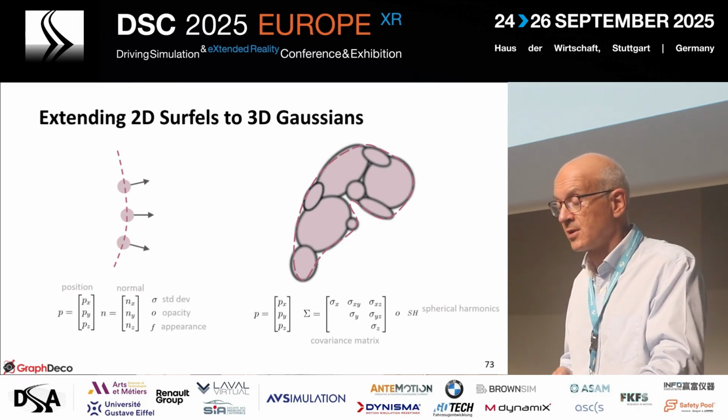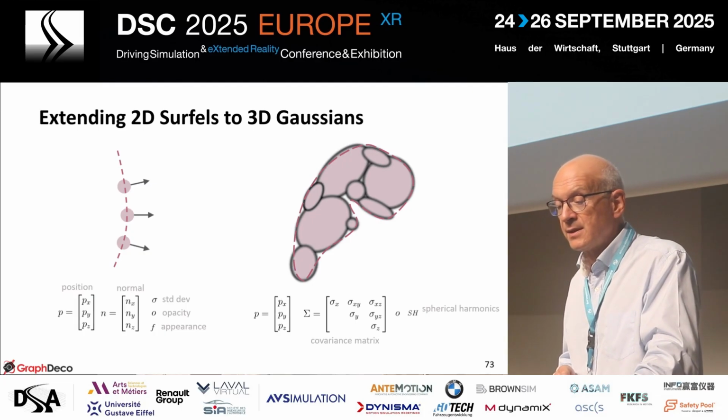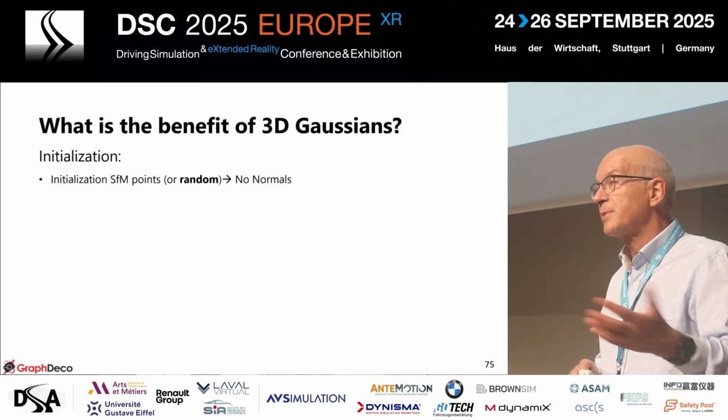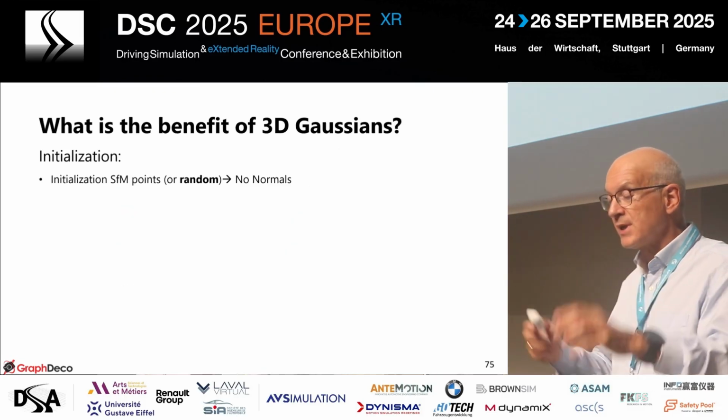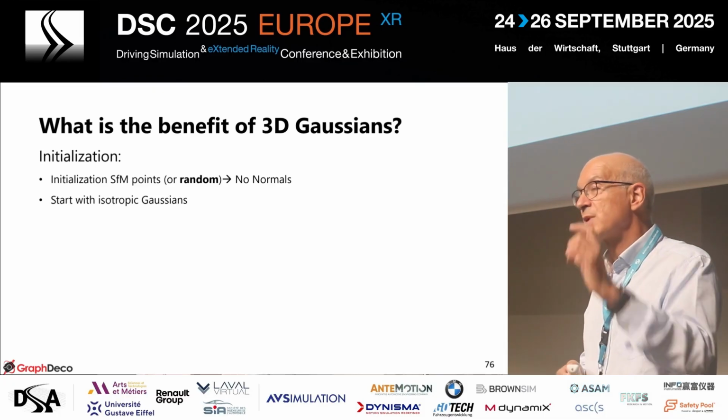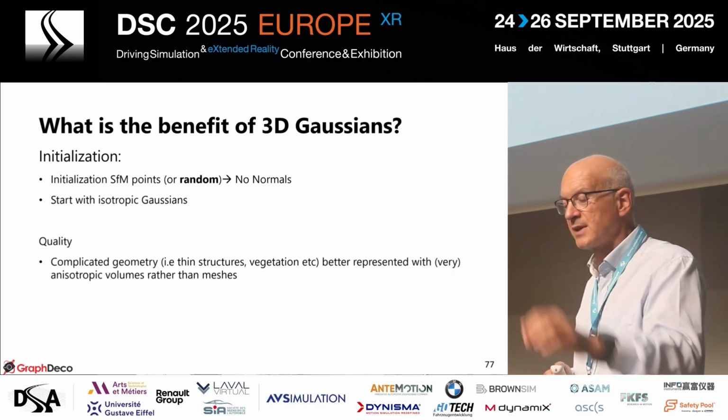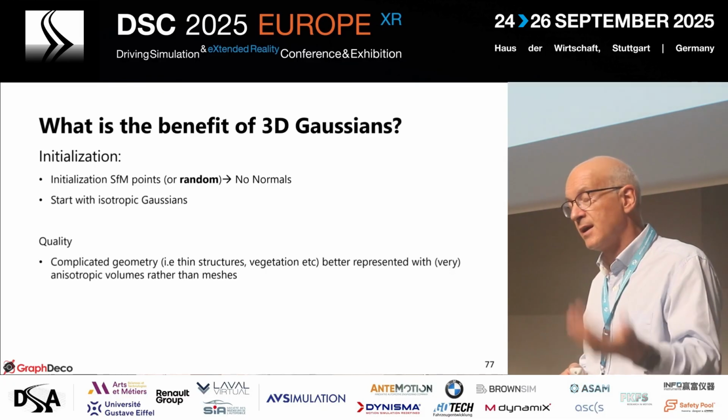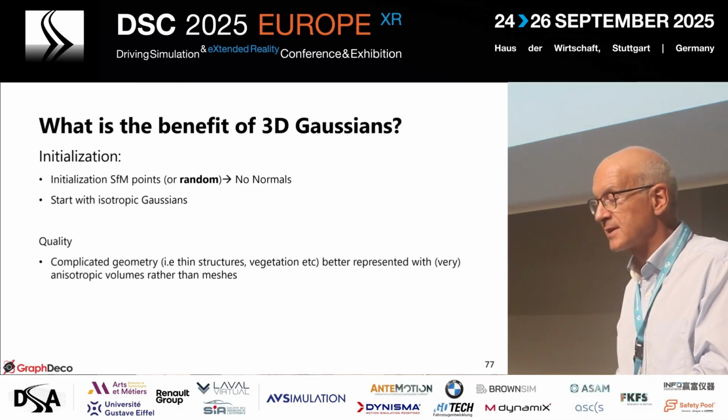So we built on our computer graphics knowledge. We don't need normals anymore because we have this 3D ellipsoid in space. And we start with isotropic versions, so little spheres. And we'll see that this approach is very good at representing thin structures.